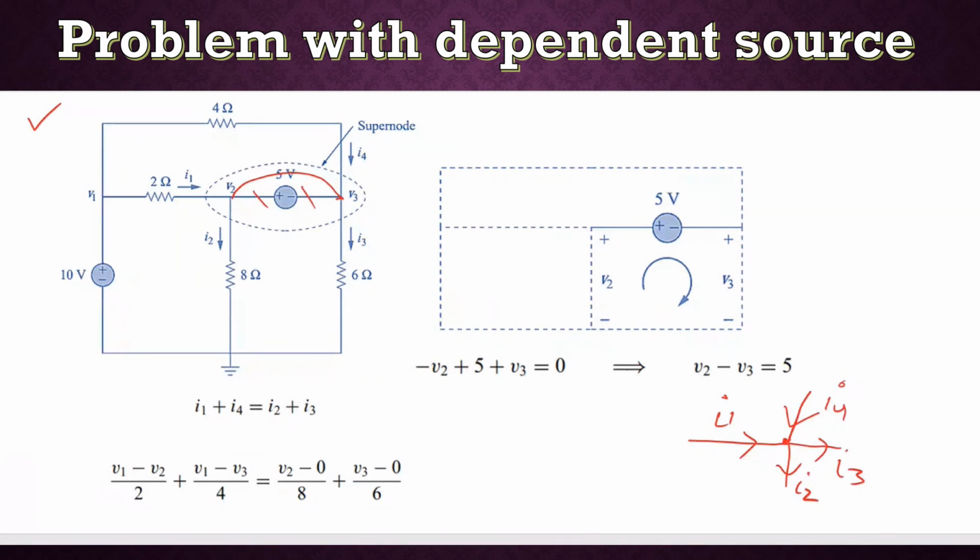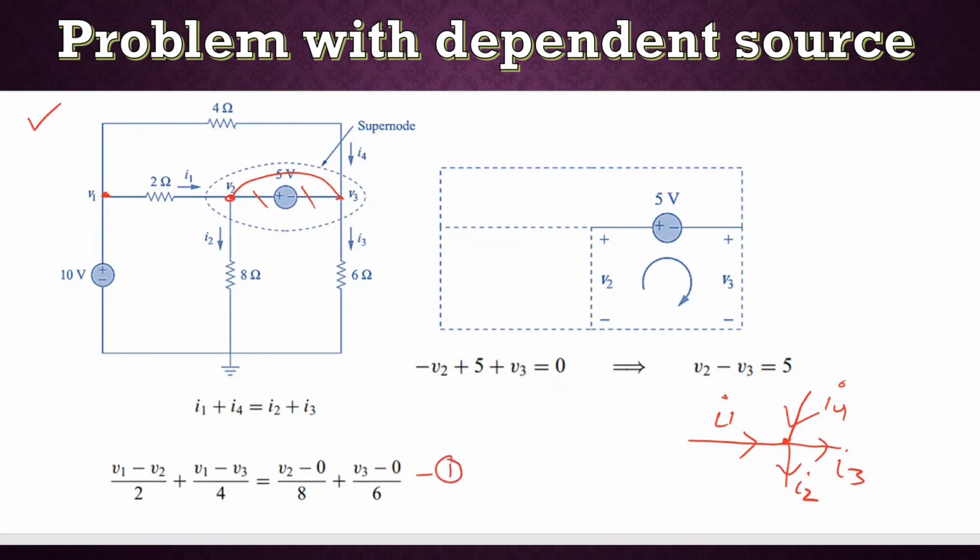So what is I1? I1 is nothing but (V1 minus V2) divided by 2. What is I4? (V1 minus V3) divided by 4. And what is I2? I2 is (V2 minus 0) by 8, and I3 is V3 by 6. Now you got an equation with V1, V2, V3. So this is one equation.